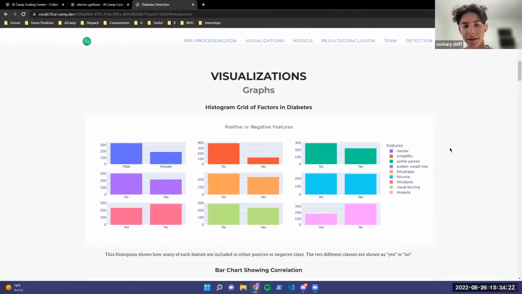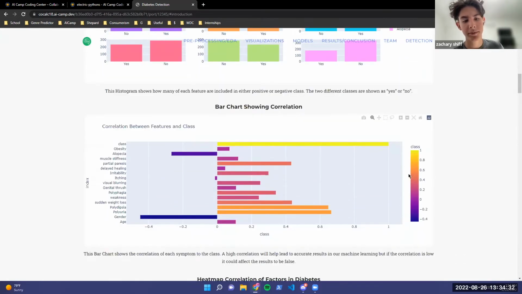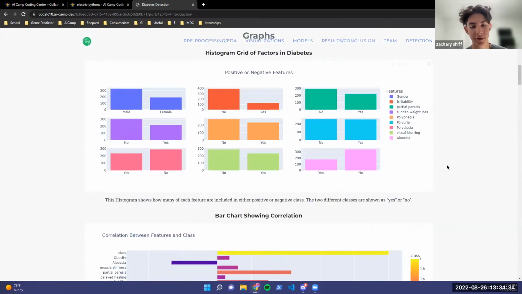Our visualizations include a histogram, bar chart, and pie chart. This histogram shows how many of each feature are included in either positive or negative class. The two different classes are shown as yes or no.